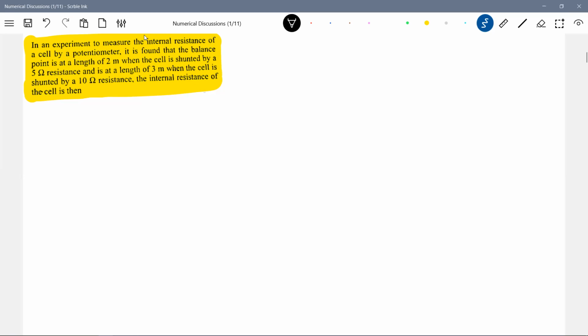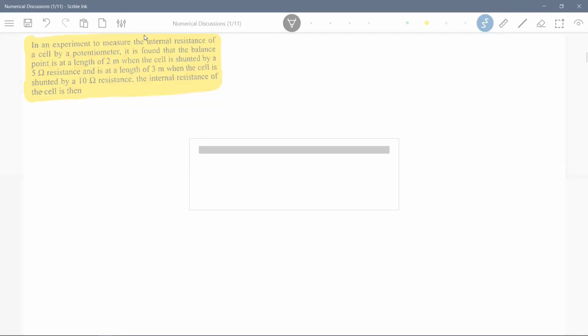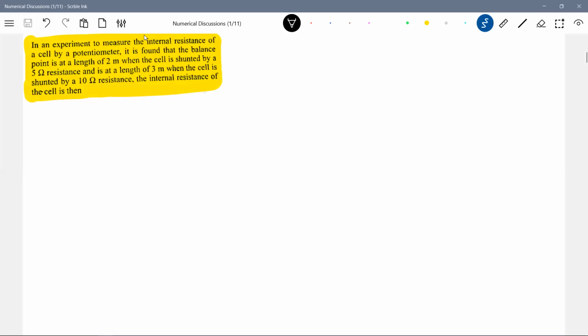There's a potentiometer one. In an experiment to measure the internal resistance of a cell by potentiometer, for your understanding purpose I'm just bringing that diagram. Here it will be like this. It is found that the balance point is at length 2 meters when the cell is shunted by a 5 ohm resistance. This is a standard cell E naught, and this is some E. The internal resistance of this cell has to be determined.